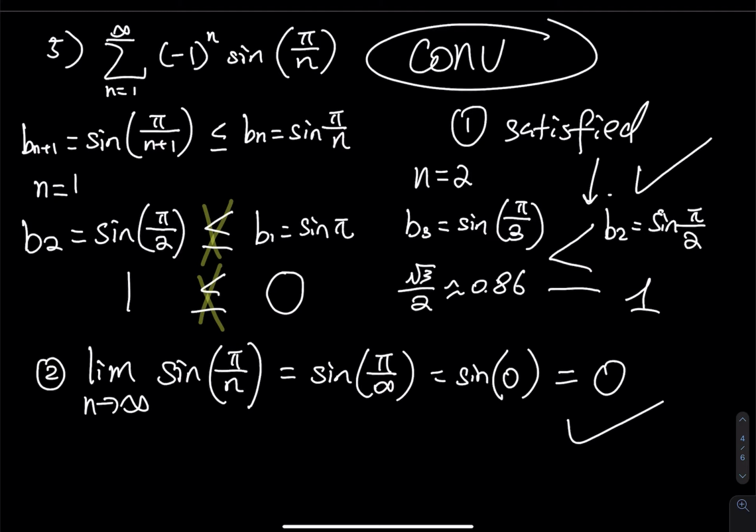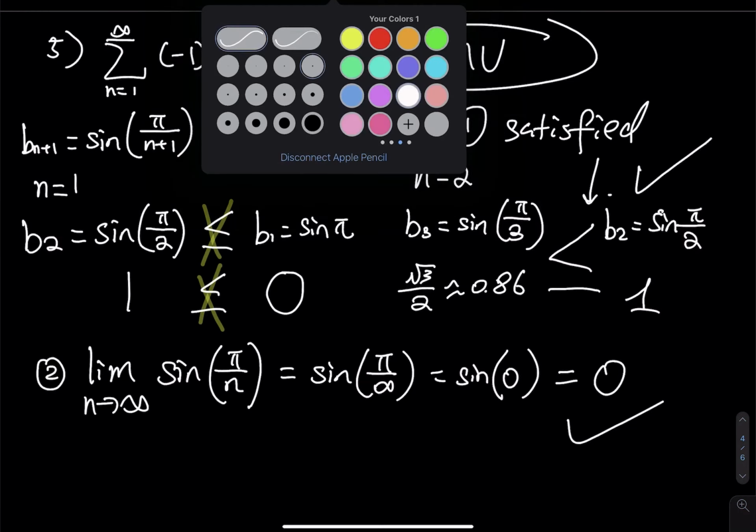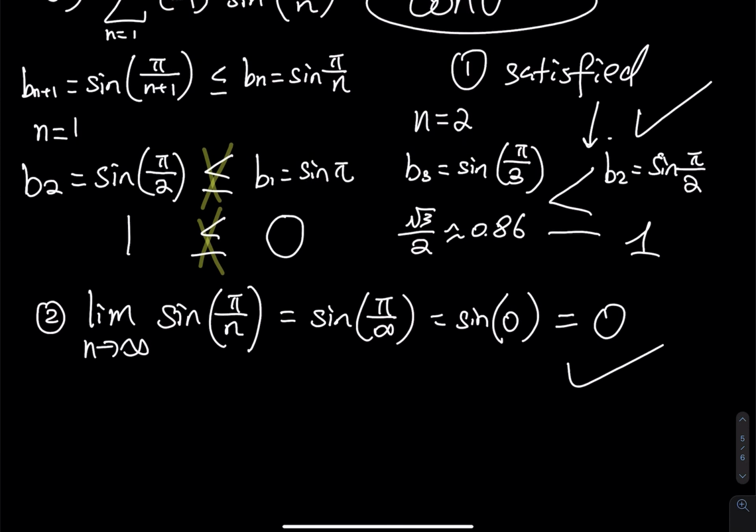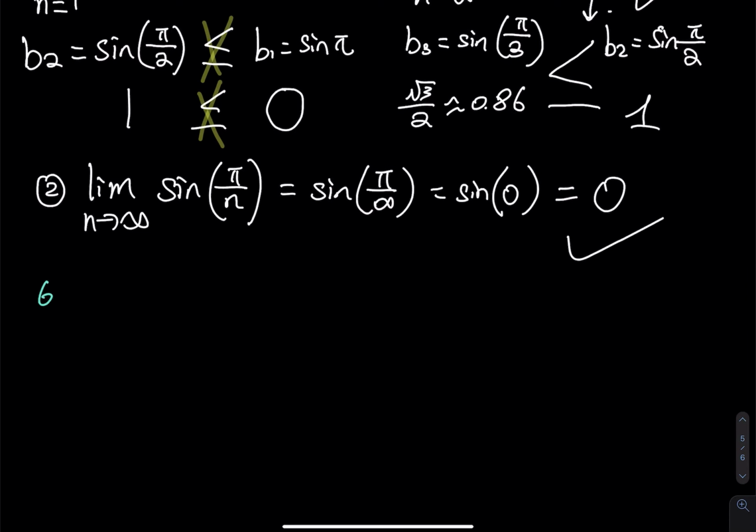Okay, so moving on to number 6. So number 6, this time we have to work with factorial. I like this problem a lot. So number 6, we have a sum, n goes from 1 to infinity, negative 1 raised to the n power. So that is a characteristic of alternating series. n raised to the n divided by n factorial.